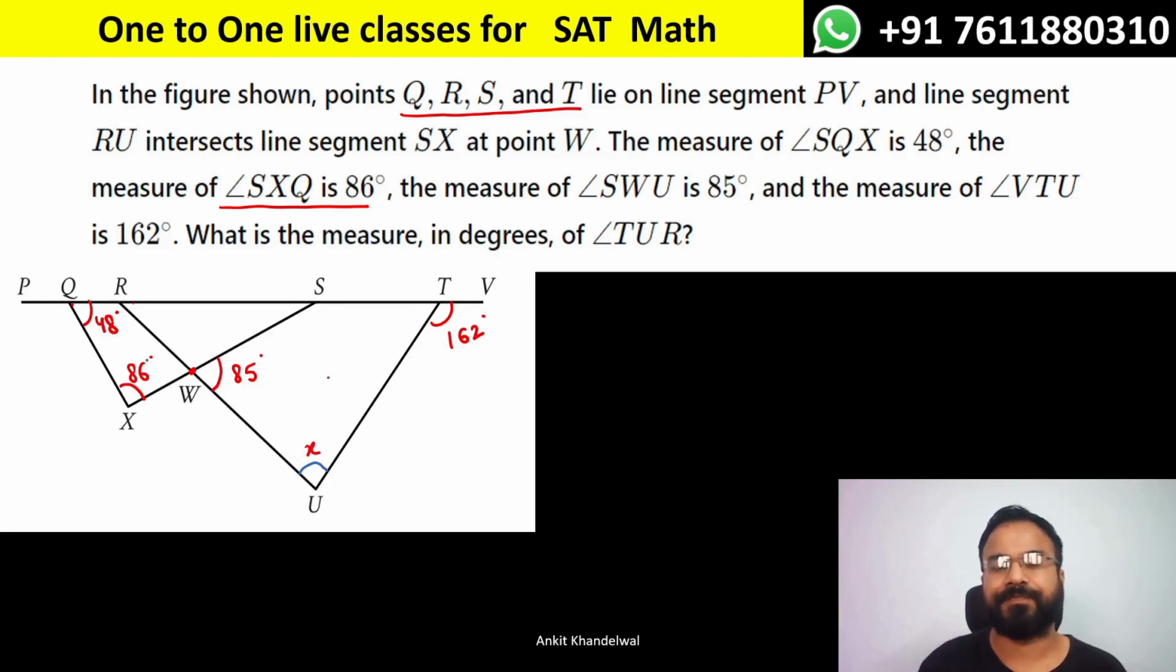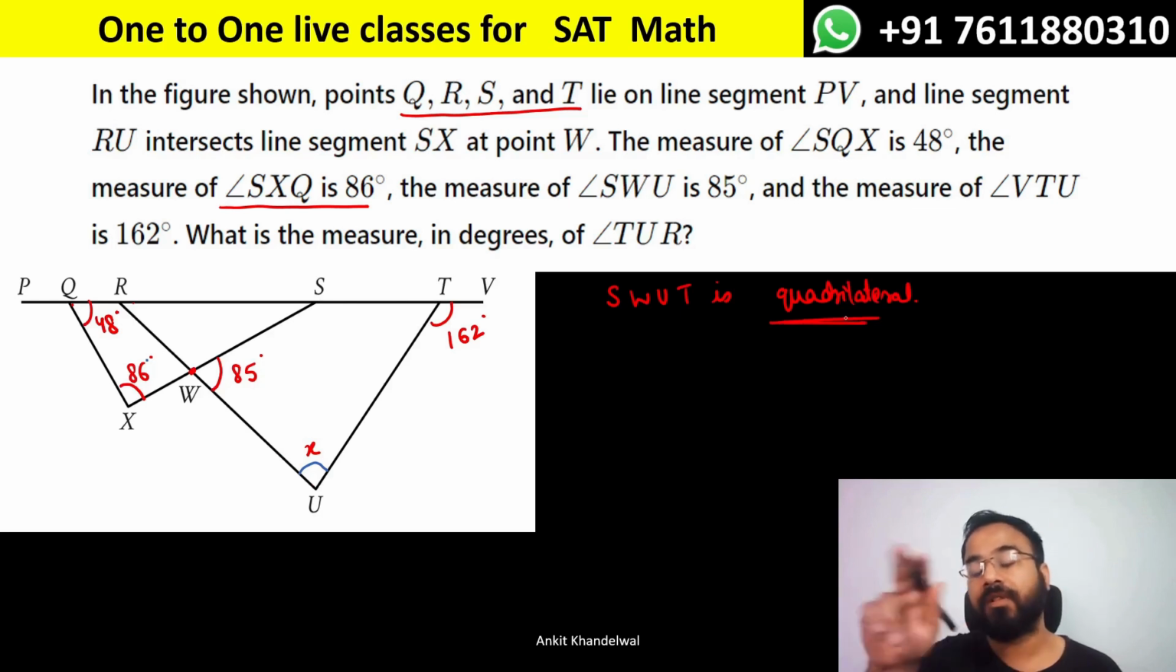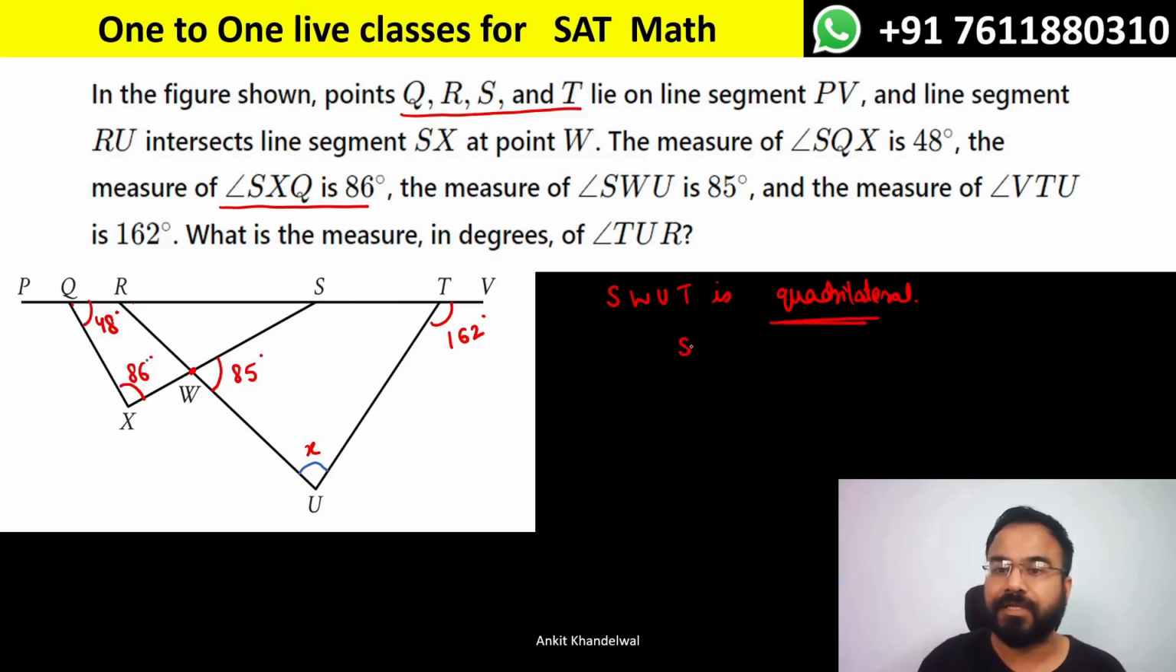Let's say this is X. So all the four angles are given. It's better to mention all these angles whichever are given, and then let's try to figure out how we can find the value of angle X. If you observe this carefully, SWUT is a quadrilateral, and we know that the sum of all the angles of a quadrilateral is 360 degrees. So we can say the sum of angles is 360 degrees.